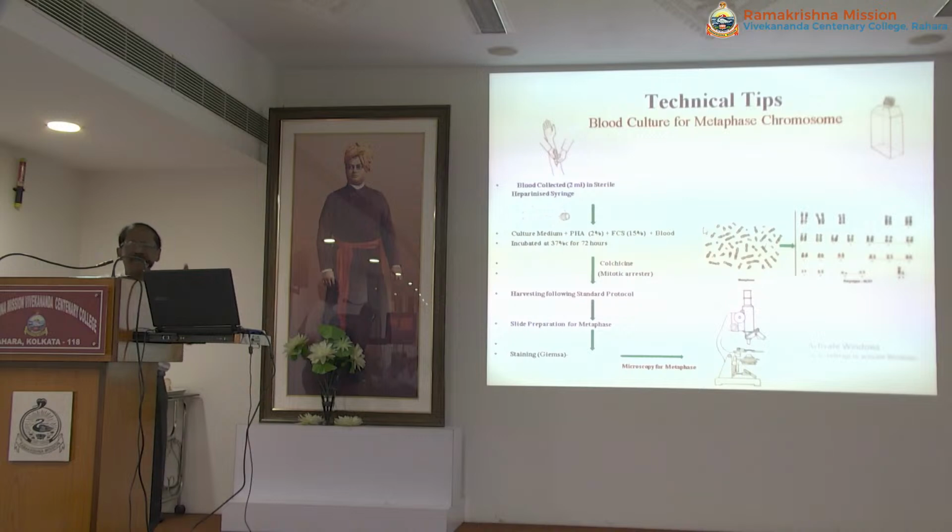Simple, just one or two lines. Peripheral blood cells don't undergo division. If at all they undergo division, that is blood cancer. So we add Phyto and FCS. Phyto means phytohemagglutinin, which stimulates the T lymphocytes to undergo division, and FCS, fetal calf serum, is the hormone for their development. We put it at 37 degrees centigrade and harvest the culture following the protocol. I am not going into the technical details. We get metaphases, we screen them and arrange the chromosomes. It is a karyotype.